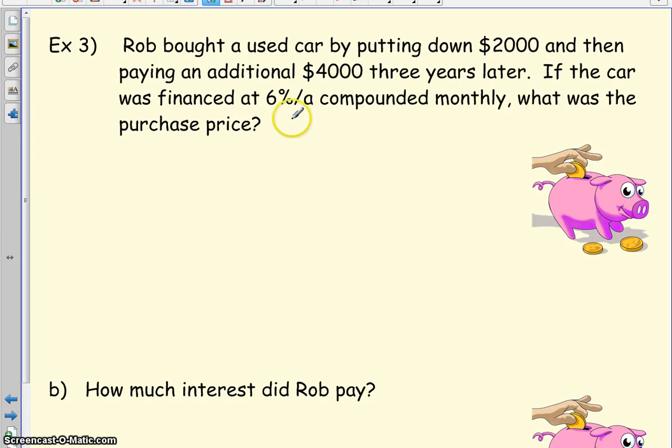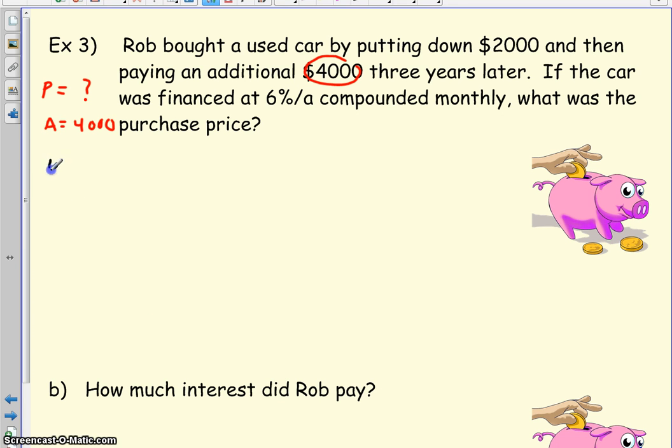So he borrowed some amount, and again, we don't know what he borrowed, but some time later, 3 years, he wound up paying $4,000. So the amount that he borrowed was worth $4,000 after 3 years. We need to know what he initially borrowed. We know the car is financed at 6% per year compounded monthly. How much did he buy it for? So again, let's work this out here. We know that the amount he had to pay back is $4,000.